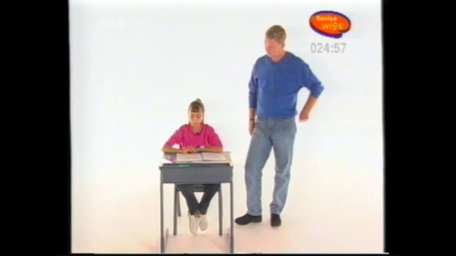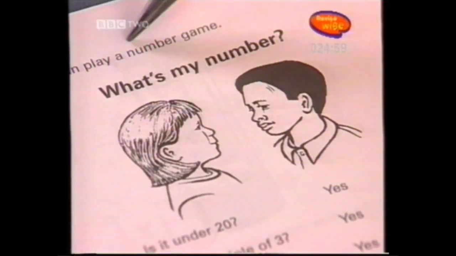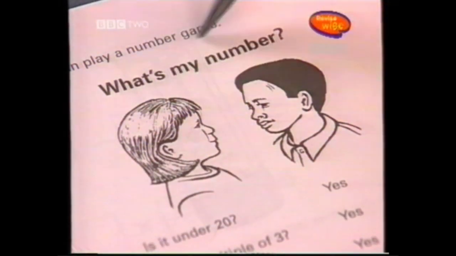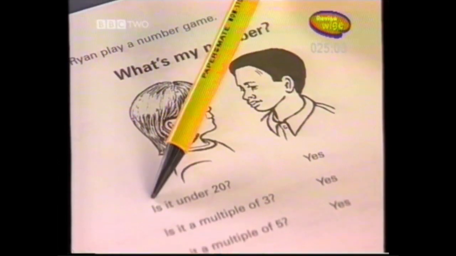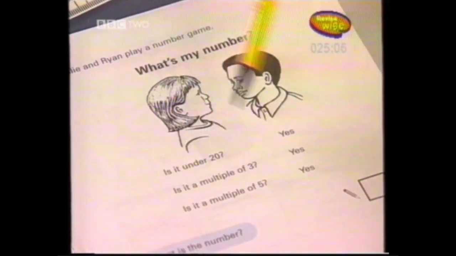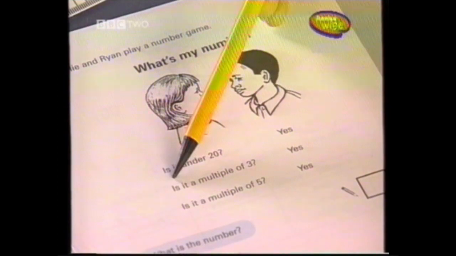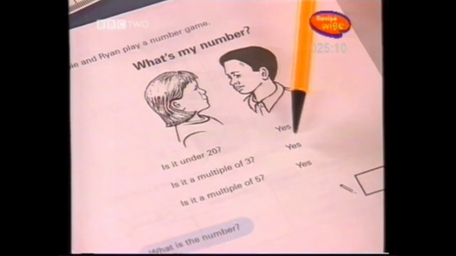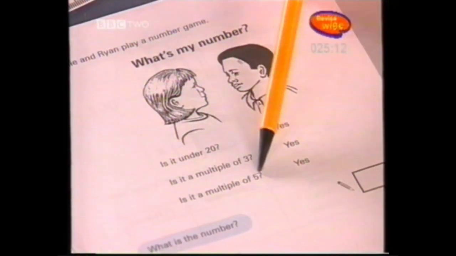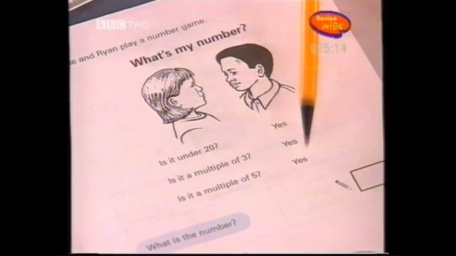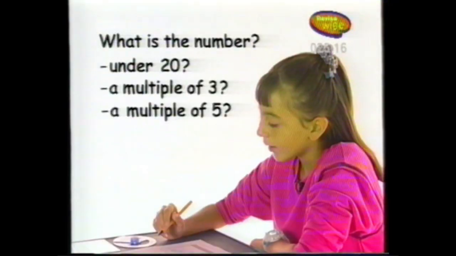Here's a question about multiples. It says, Millie and Ryan play a number game. What's my number? Is it under 20? Yes. Is it a multiple of 3? Yes. Is it a multiple of 5? Yes. Well, have a go.